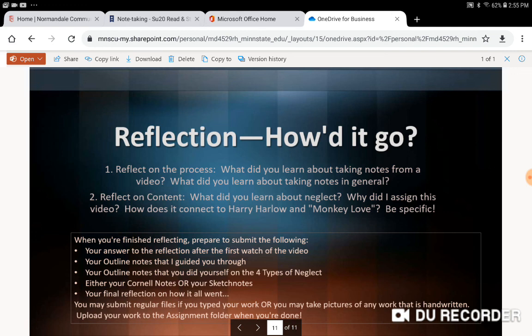Next, you should have the outline notes that I guided you through. Then you should have the outline notes that you did yourself on the 4 types of neglect as well as the end of the video. And then you are asked to take your outline notes and either do Cornell notes or sketch notes. I should see those. And then this final reflection that was on this slide. You should have all of those sections. Again, label them clearly so that I can see them.